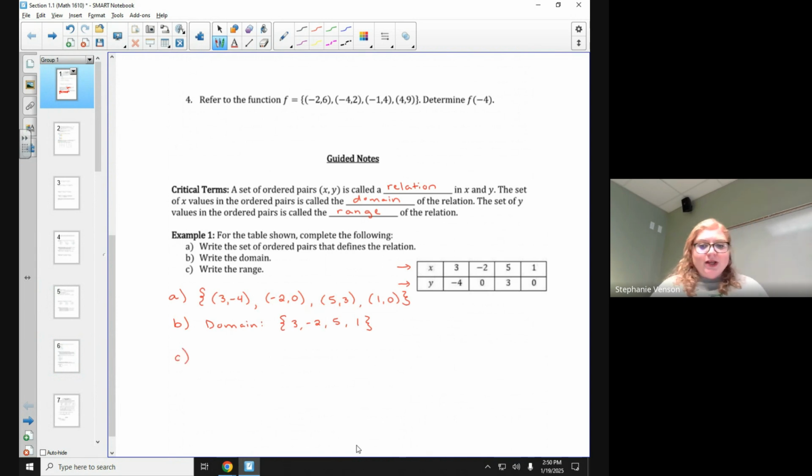And then C, write the range. So same thing, except the range is the set of all y values. So you'll notice that we have 2 y values that repeat. There are 2 zeros, this one here and this one here. We're not going to list it twice when we list our range. We'll just list it once. So we'll say -4, 0, and 3. And for example 1, that's all they want us to do. List the set of ordered pairs, state the domain, state the range.